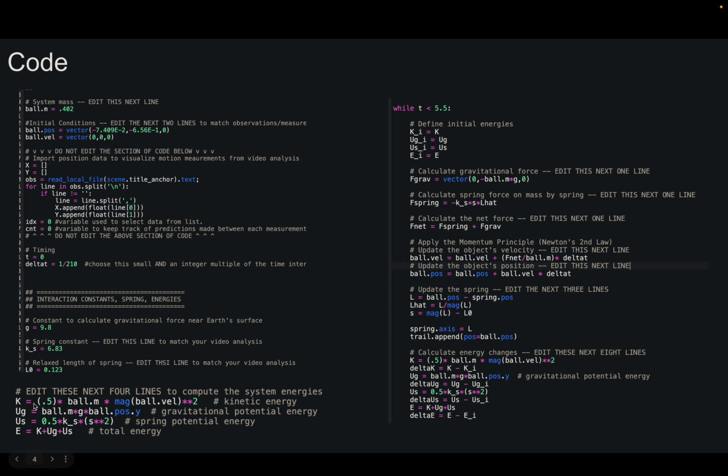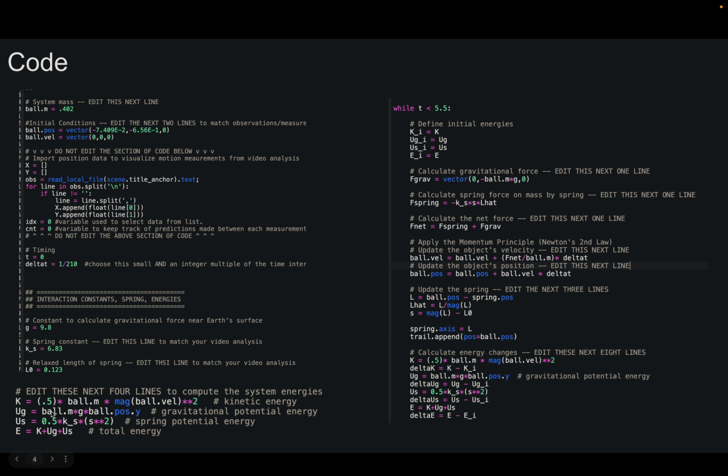And from here we had to get the kinetic energy, which is 1/2 mv squared, the gravitational potential energy, which we calculated with the ball position of the y, and the spring potential energy, where ks is, as we described, the spring constant, and s is, as we'll see here, the l, which is the compressed or stretched length minus the relaxed length. The total energy we get by adding all these three energies together.